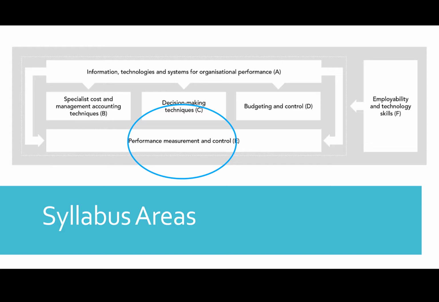Finally, there's performance measurement and control. This is looking at profitable organisations and not-for-profit organisations, and looking at their key performance indicators, which are financial and non-financial. The control bit is where we look at divisional performance and transfer pricing. So that's the syllabus. It's large, and everything gets tested. You cannot leave any bit out of the syllabus.